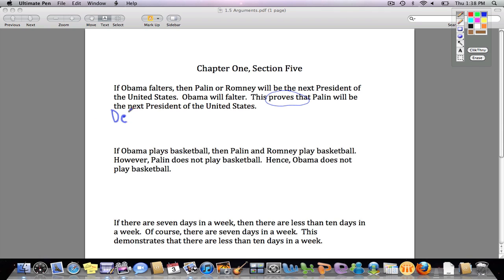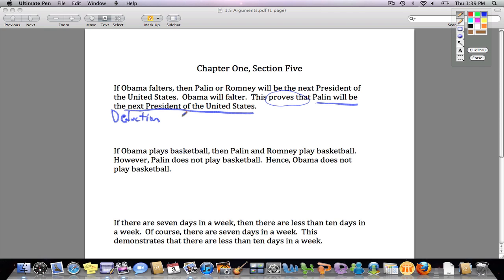Okay, I'm going to underline the conclusion. Palin will be the next president of the United States. And we have two premises given in support of that conclusion. "Proves that" again tells us deduction. It's also the case that we have several different logical words, "if" right here, "or", and the general structure is what we'll come to learn as propositional logic.